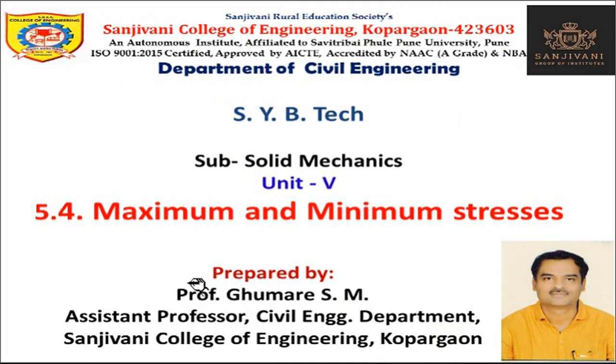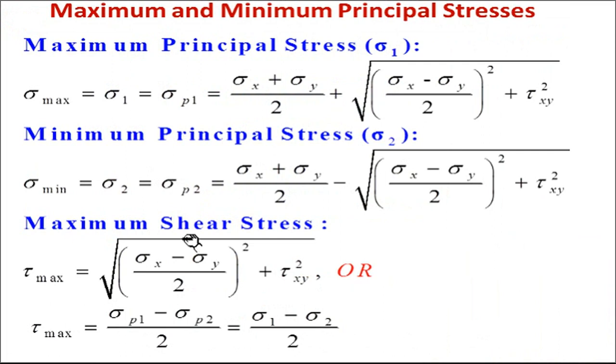So the numericals on this particular point are very simple, because here we are going to use the equations directly. The maximum principal stress sigma 1, we know that it is sigma 1 or sigma max or sigma p1. The formula is (sigma x plus sigma y) by 2 plus under root of ((sigma x minus sigma y) by 2) whole square plus tau xy square. Or the same equation we can write like this also.